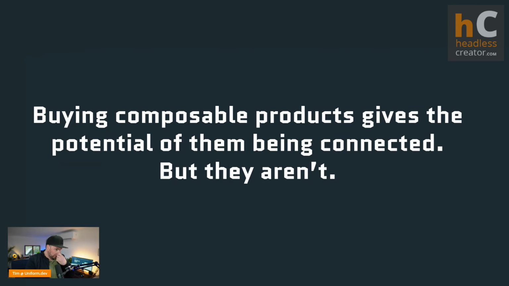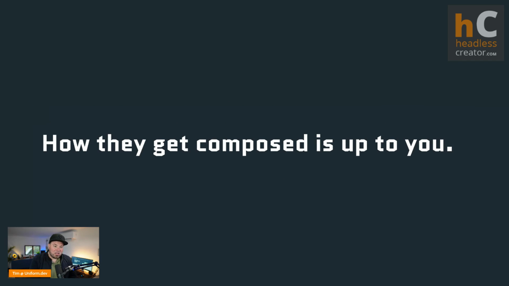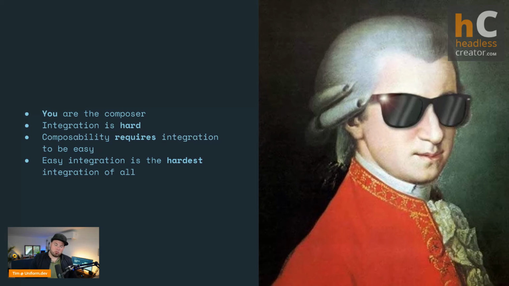And so it comes down to the fact that if you buy a bunch of composable products, it gives you the potential to have them connected. But out of the box, they are not connected at all. You actually have to compose them together. And that's actually pretty tricky. So basically, you are the composer, right? And making integrations is actually pretty hard, especially to make sure that they are loosely coupled in a cohesive way. And so if you want to compose things really well and easily, you require an integration that is easy. But making an easy integration is basically the hardest thing to do.